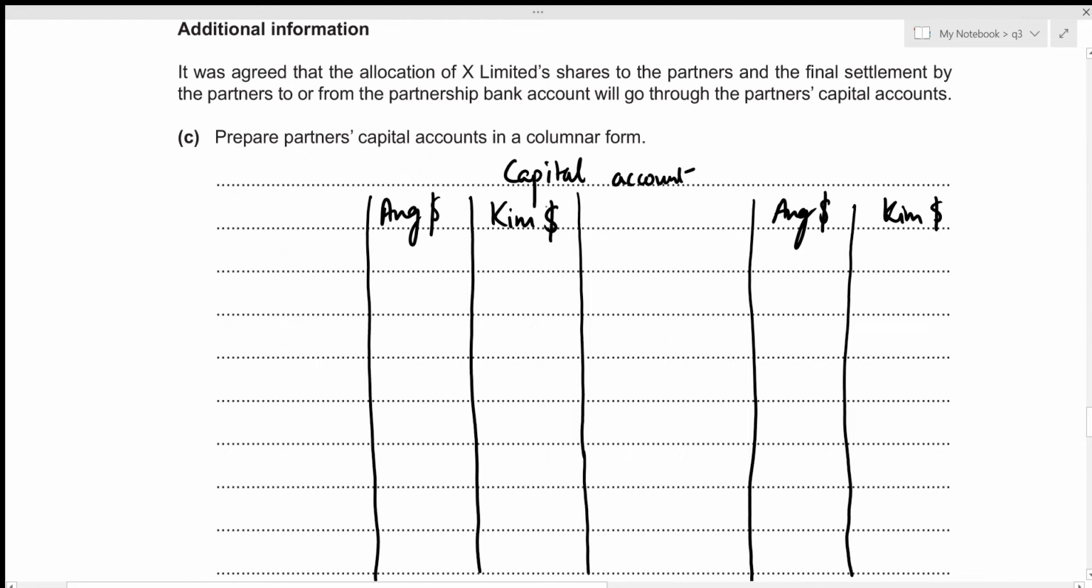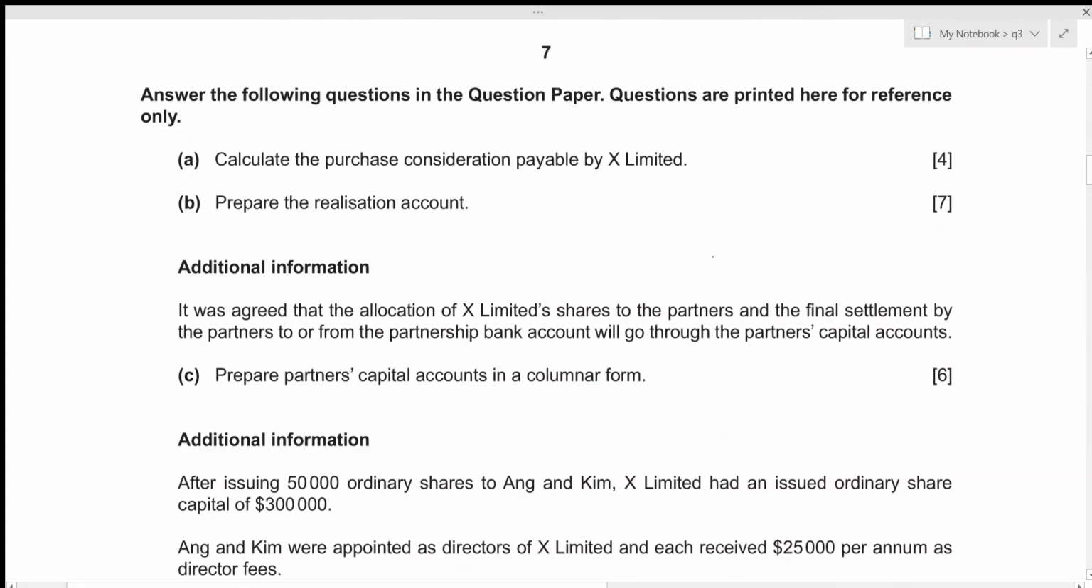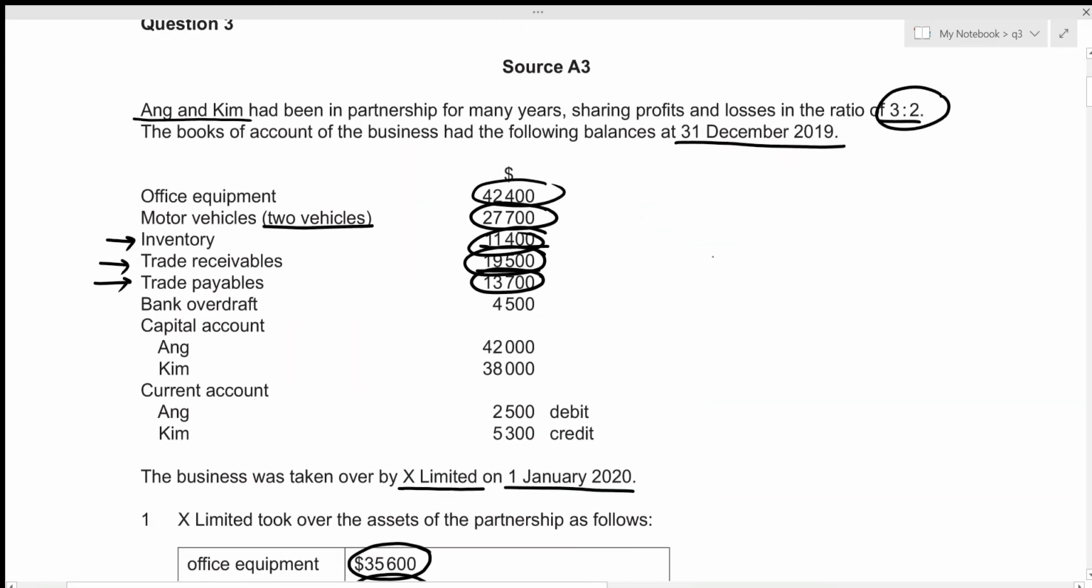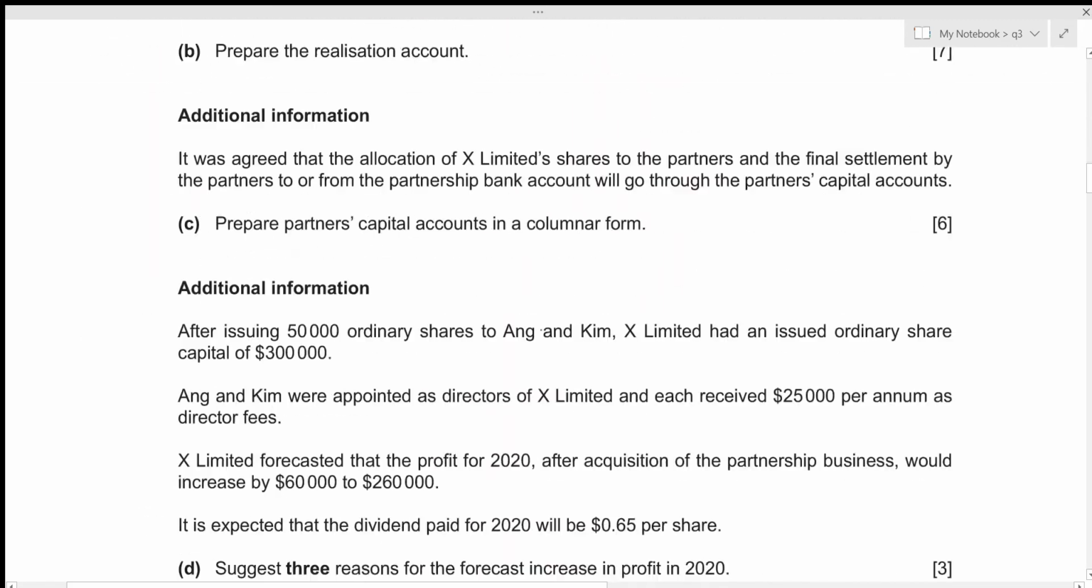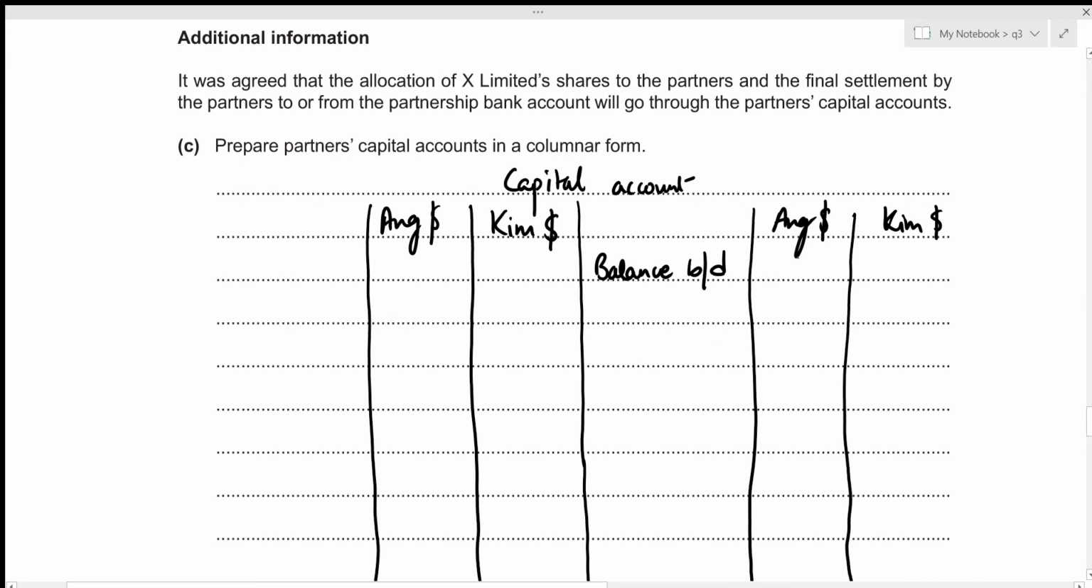And when we're preparing a capital account, we always start with our opening balances on the credit side. So let's do that. We can write it down as balance brought down. Let's have a look at the above information. Alright, we are given information regarding capital accounts right here. For Ang, it was 42,000, whereas for Kim, it was 38,000. Let's substitute these values into our capital accounts. So that's 42,000 for Ang and 38,000 for Kim.